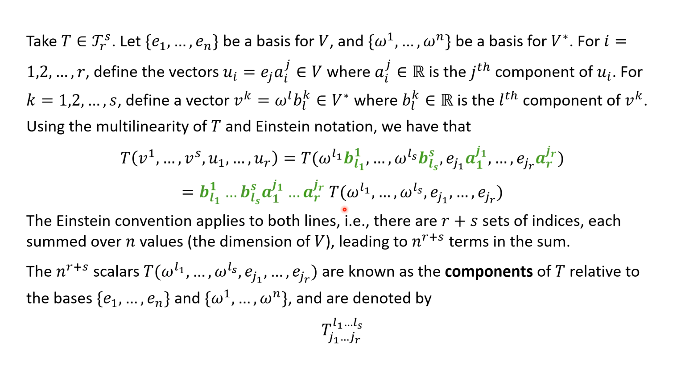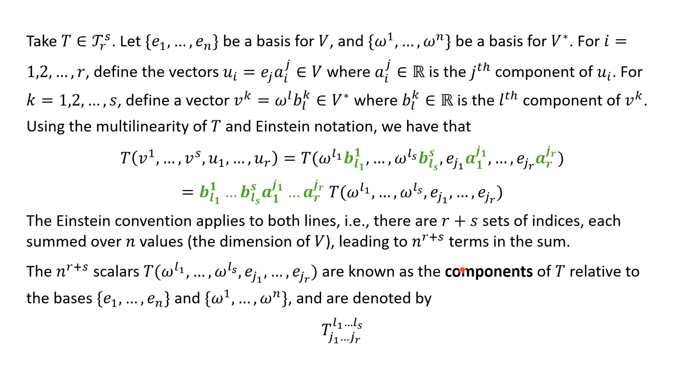So as I mentioned when I started this, these terms here, these guys here, are known as the components of t. So there's a lot of them. There's n to the r plus s of these, because L1 ranges from 1 to n, L2 ranges from 1 to n. Each one of these, the superscript or subscript, can range from 1 to n, and you have r of these and s of these. So there's a whole bunch of these components.